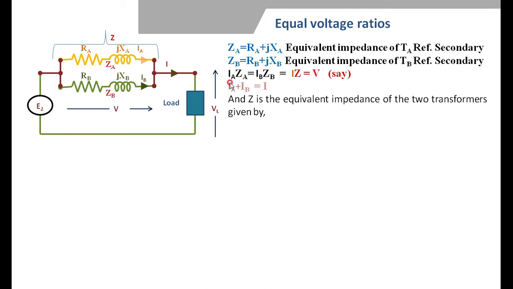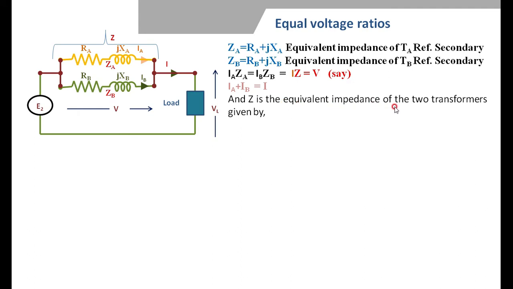The same thing I am writing here: IAZA is equal to IBZB, which is equal to I into Z. That is what I am calling V, because I am considering this voltage as V. If we replace the branches by the equivalent impedance Z, combined into only one branch, the current is I only. Therefore, I into Z is equal to IAZA is equal to IBZB. At the same time, I is equal to IA plus IB.